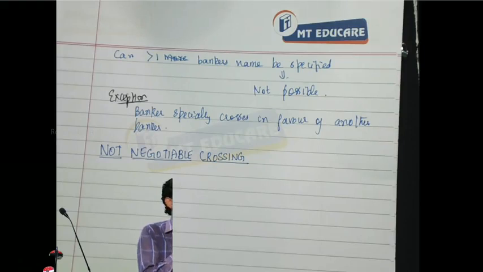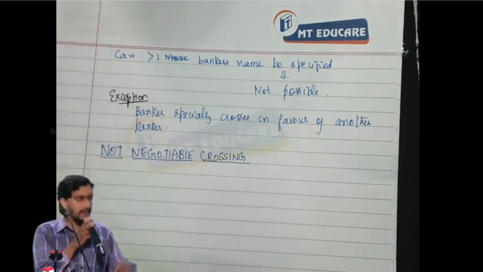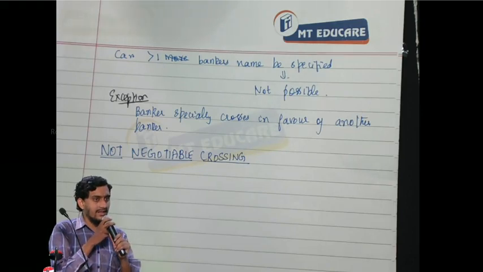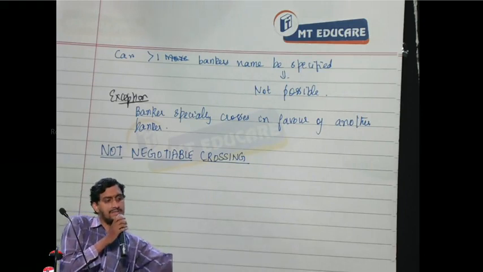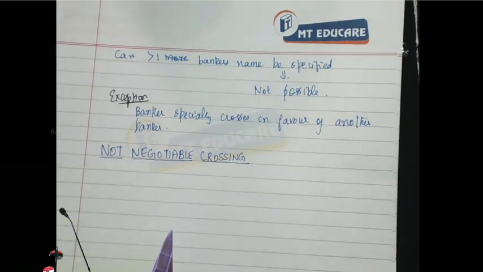When I mark it as not negotiable, this feature is taken away. When I mark it as not negotiable, this important feature of a negotiable instrument is taken away. What does that mean? Tell me. Will the transferee get a better title than the transferor, or the same title as the transferor? Better title or same title?